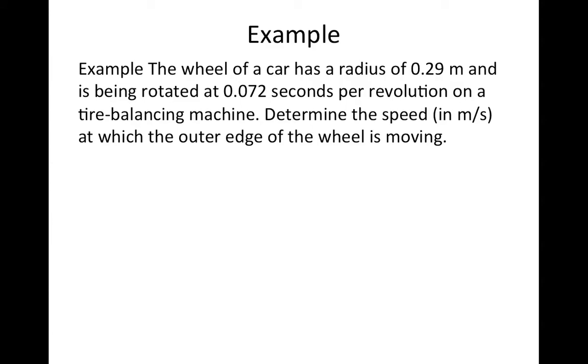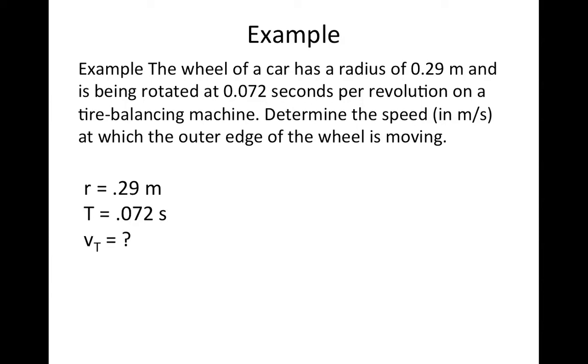So here's an example. The wheel of a car has a radius of 0.29 meters and is being rotated at 0.072 seconds per revolution on a tire balancing machine. Determine the speed in meters per second at which the outer edge of the wheel is moving. Okay, so let's look at our givens. They gave us a radius of 0.29 meters. When it says that the tire is being rotated at 0.072 seconds per revolution, that means one go round for the whole wheel takes 0.072 seconds, which is what we call a period. So T equals 0.072.